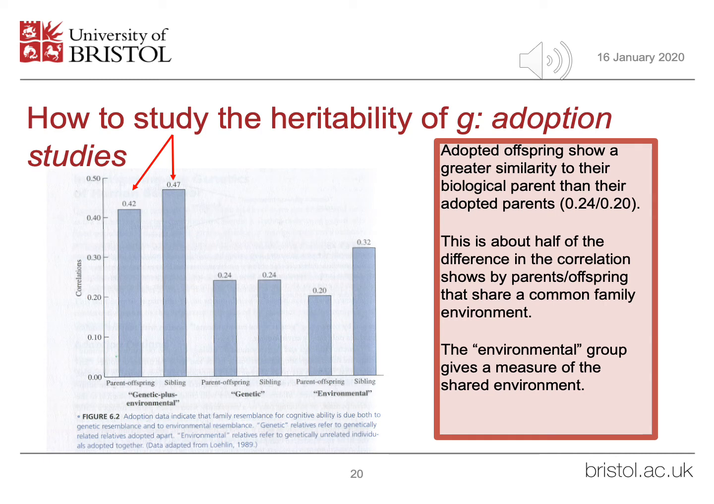Siblings brought up with a shared family environment with their biological parents show a correlation of only 0.47. That is, only about half of the differences between them in their test results can be explained by genetic and shared environmental factors. It's important that we understand what these results show.